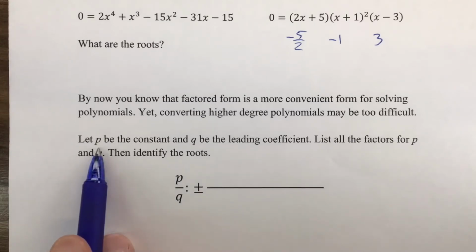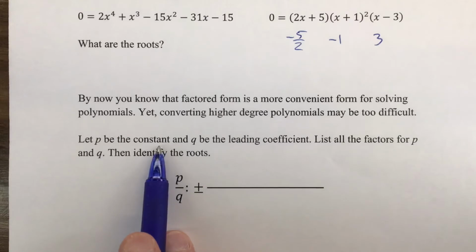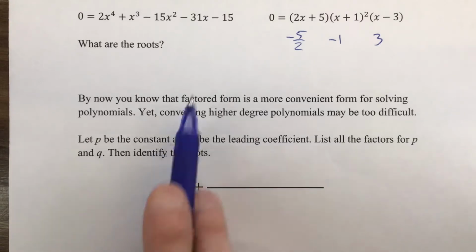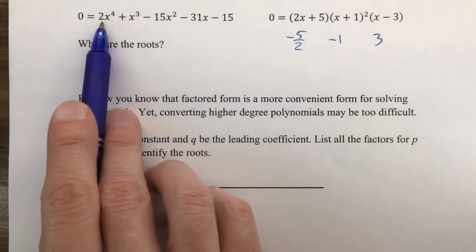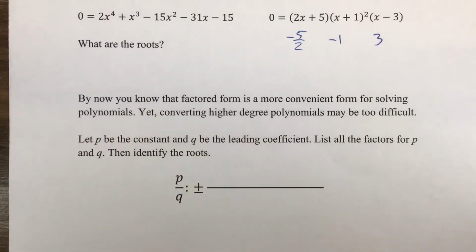We're going to let p be the constant. Okay, so I'm thinking about standard form now. So p as my constant is going to be the 15. Okay, technically it's negative 15, but you're going to notice in a second we're going to consider all possibilities of positives or negatives. So you can really just look at the 15. Okay, so p is going to be 15. q is going to be the leading coefficient, which is the 2. And we're not going to pay attention to any of the other numbers. You have a 15 and you have a 2.